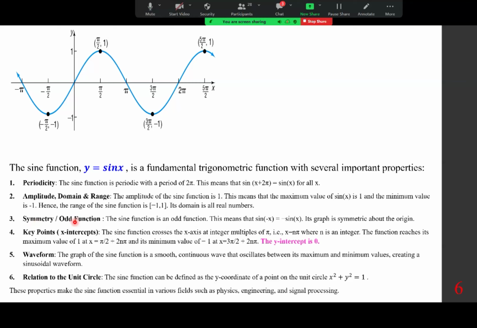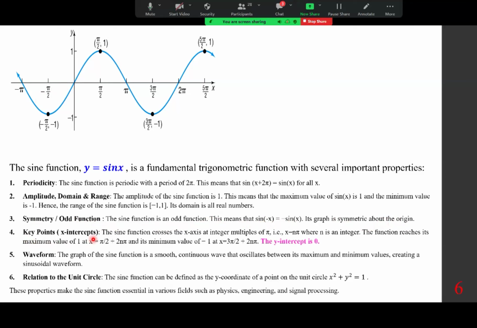Symmetry, odd function. The sine function is an odd function. This means sine of minus x is minus sine x. Its graph is symmetric about the origin. So if you pick a point connected to the origin and go the same distance, you find another point on the graph of the function.